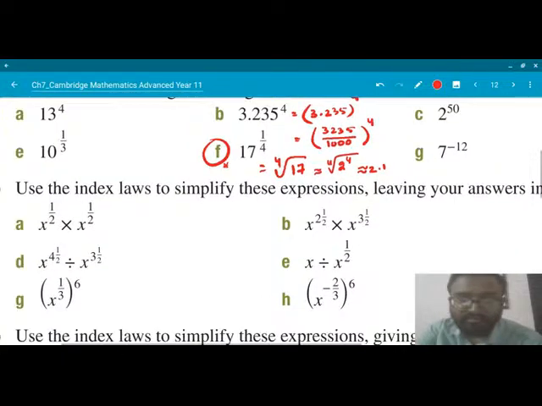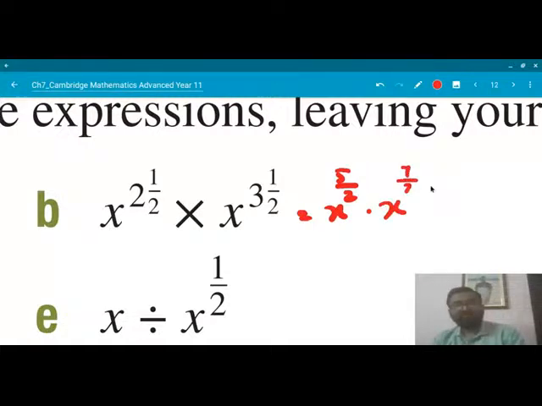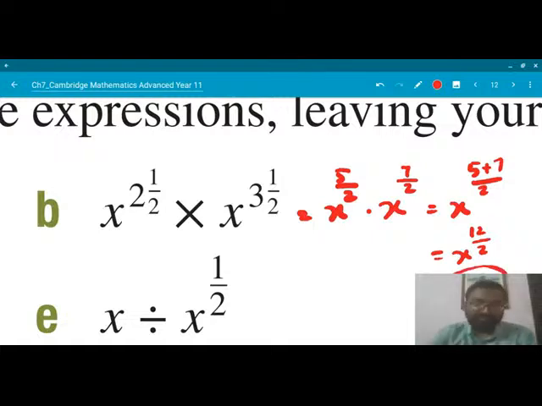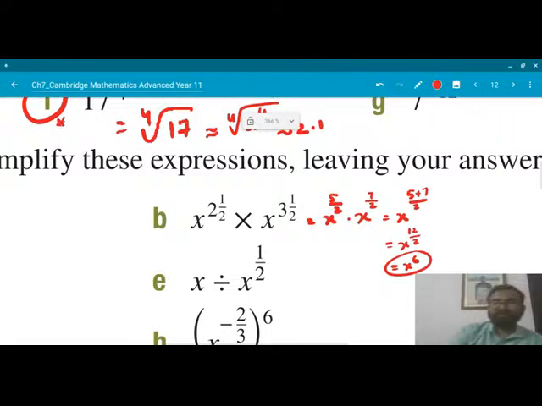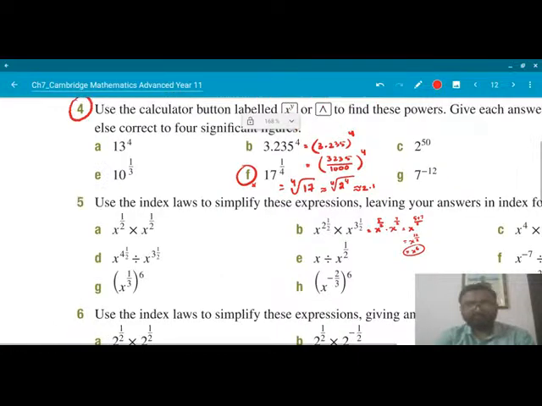And see here, powers are also in mixed fractions. What happened here? X power 5, x power 7 by 2, so here the powers are to be added. It is 5 plus 7 by 2, which is x power 12 by 2, so it is x power 6. This is the case. Numbers could be confusing, but if you open it up, it will become simple.